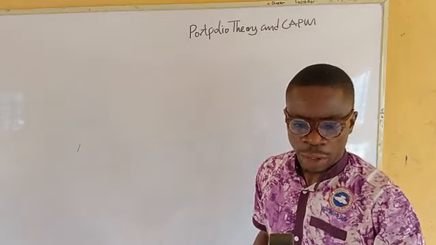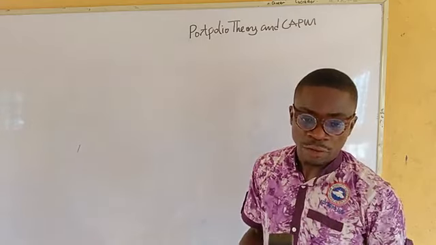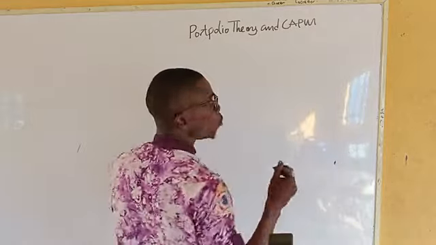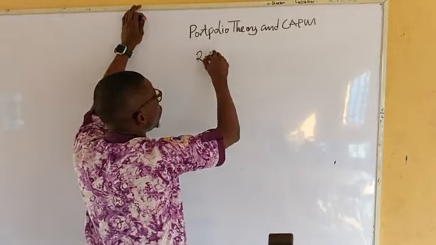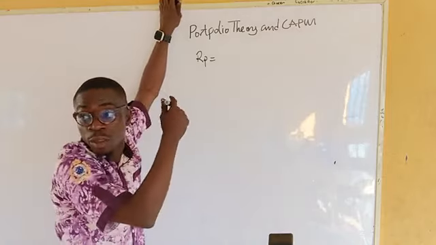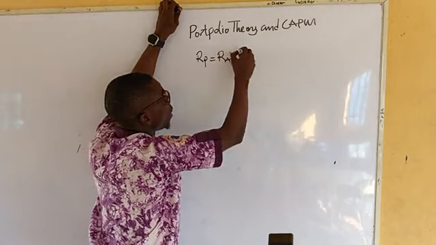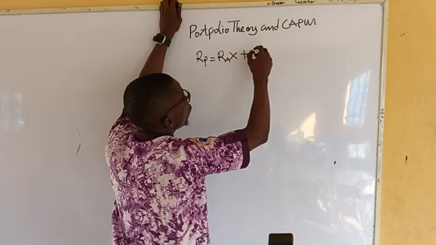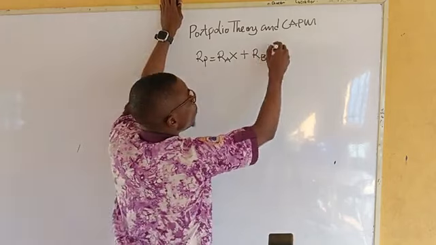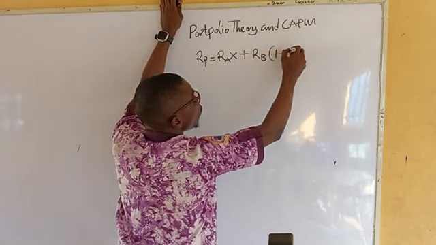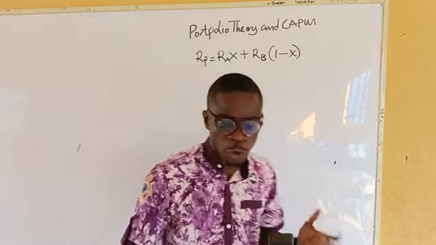So let's go to the formula now. You remember the formula? Are we together now? So what's the formula for two asset portfolios? Return on two asset portfolio is what? We have the return on A times X, plus the expected return of B, bracket 1 minus X. Are we together now? Because it's two asset portfolio.